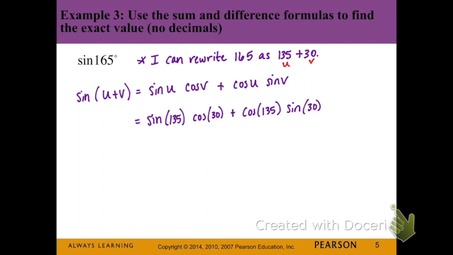And now think back to your unit circle. Be careful this time because 135 is not in the first quadrant, so we might have some negatives going on. And then again, we're going to multiply our fractions together and condense them into one fraction for our final answer.